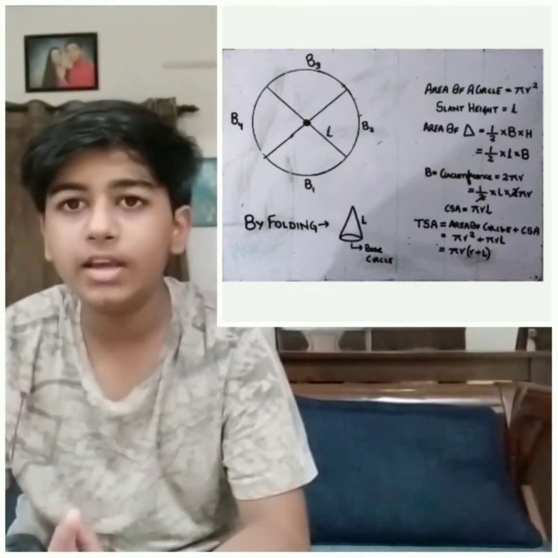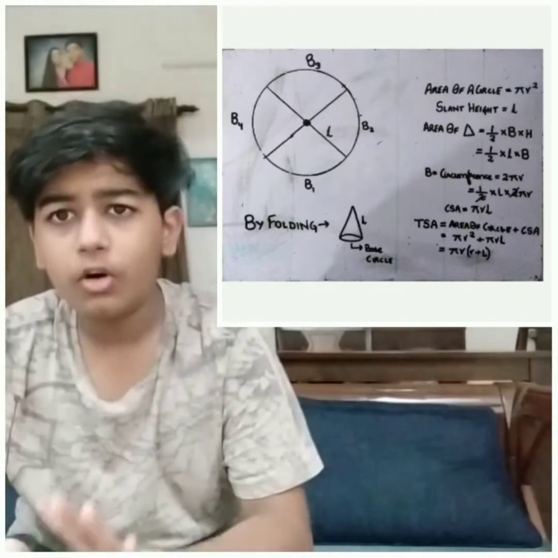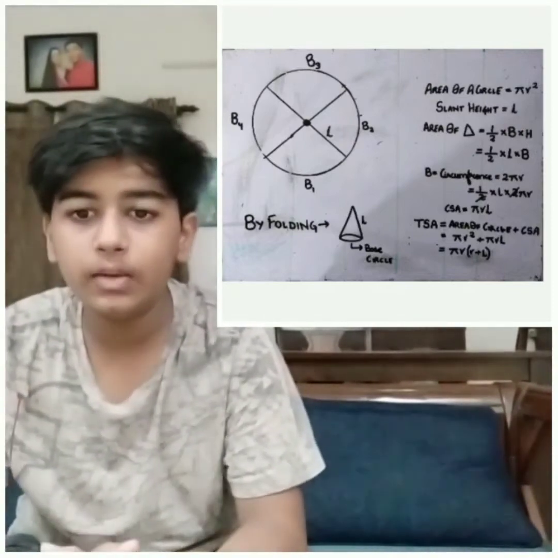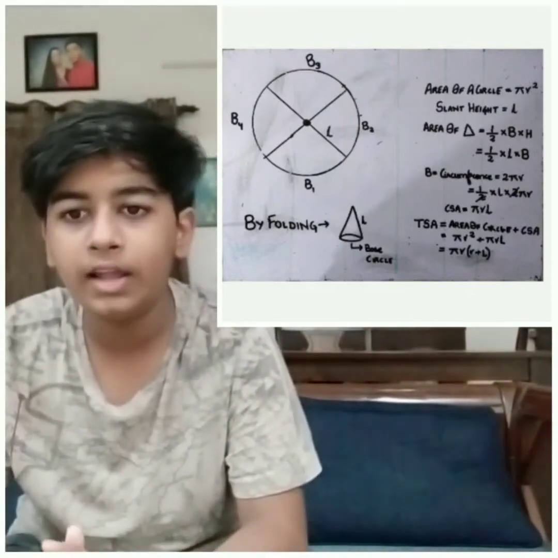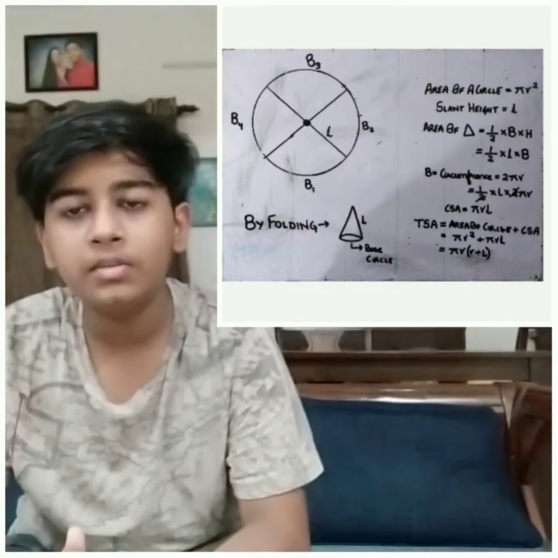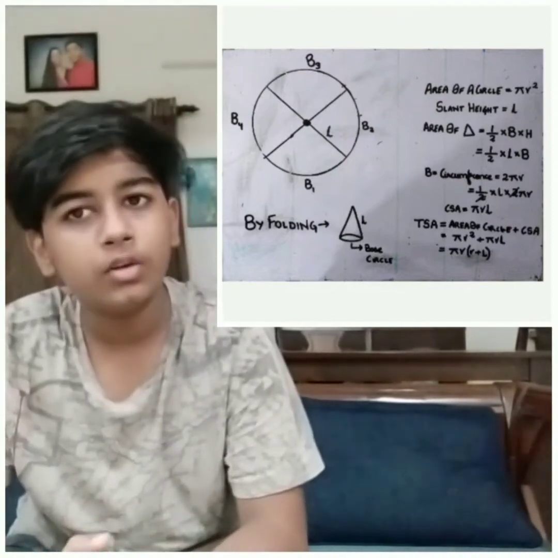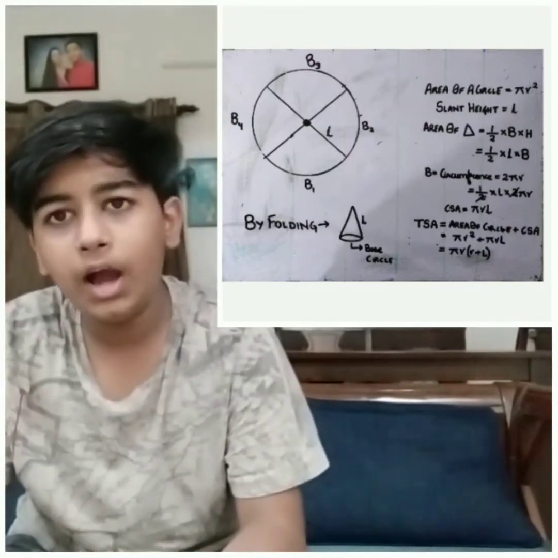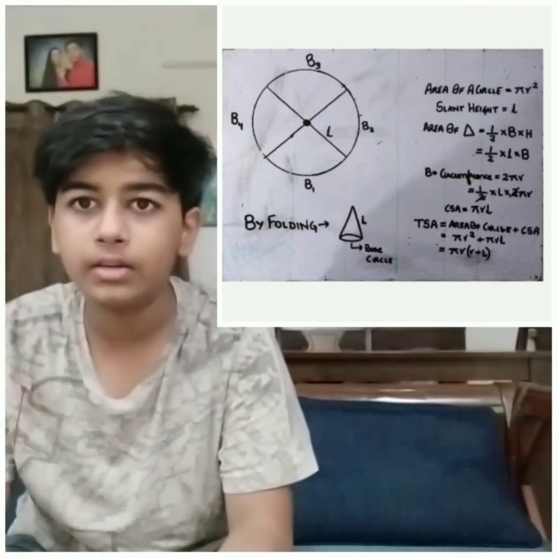Next we move on to the TSA of the cone. The TSA of the cone will be the sum of the bottom and the CSA. The CSA we got as pi r L, and the bottom is a circle, and the area of the circle is pi r square. After further solving this equation, we will get the TSA of the cone, which will be pi r into (r plus L). This is all for cone, and thank you.